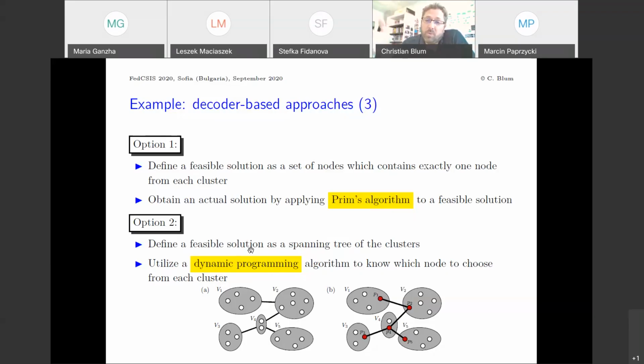And then you can run basically any meta heuristic on that. You can use an evolutionary algorithm, for example. You can use a variable neighborhood search or whatever.